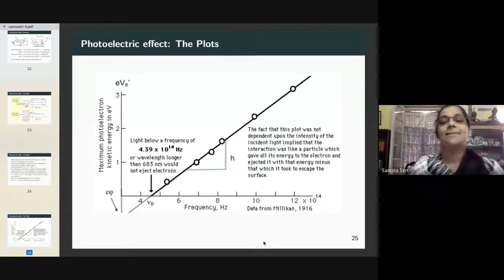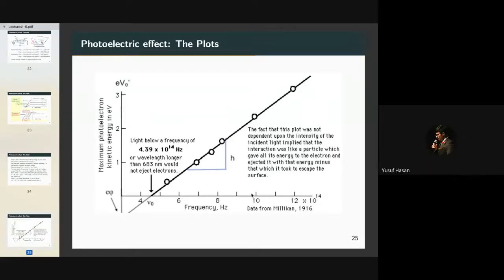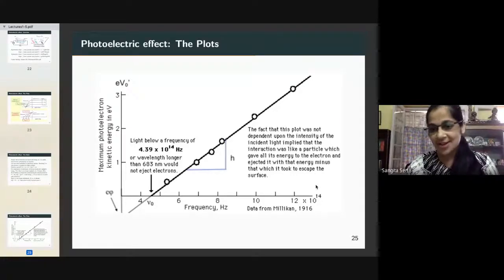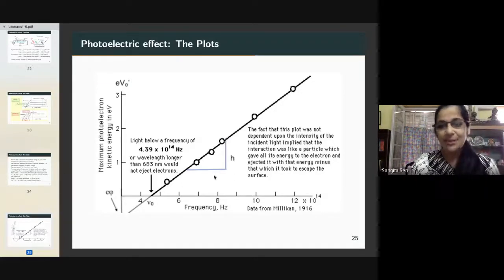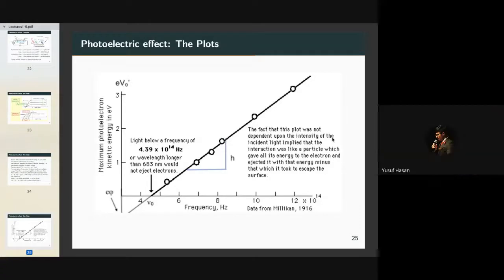Excuse me, ma'am. This is actual experimental data from Millikan's original experiment. So if you take out the data from it, you should be able to obtain the same h as Millikan did.